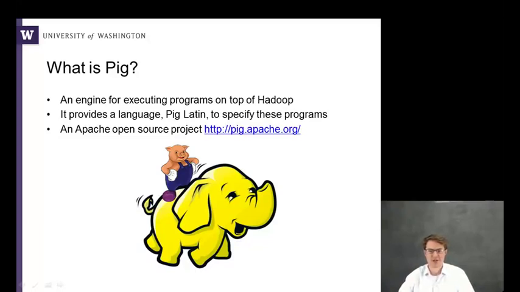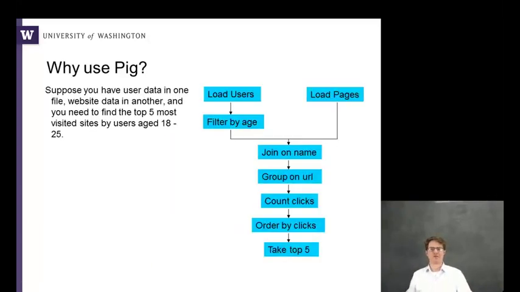Okay, and so why bother doing this? Well, if you're a MapReduce programmer, you're happy with MapReduce, why would you bother doing this? Well, suppose you have user data in one file and website data in another, and you need to find the topmost visited sites by users in a particular age range. And if you're thinking in terms of SQL, you can probably think about how to express this task as a query.